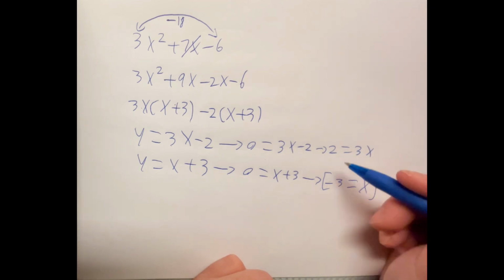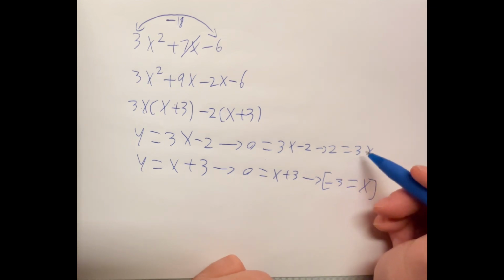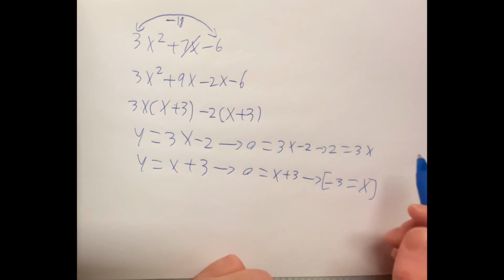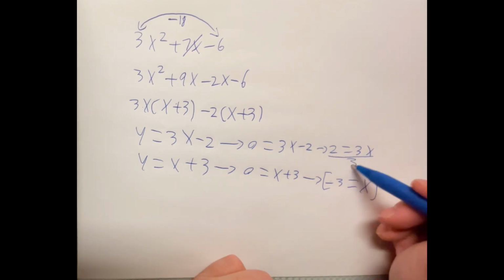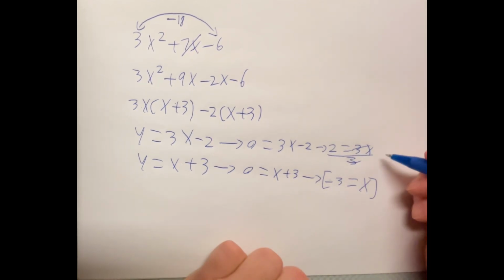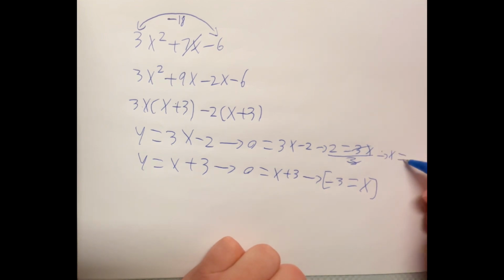So how do we solve for this? We want to get rid of the 3 next to the x, or the coefficient next to the x. So we divide by 3. These would cancel out. And you simply have x is equal to 2 over 3. And these will be your second 2 answers. Now, on to the next equation.